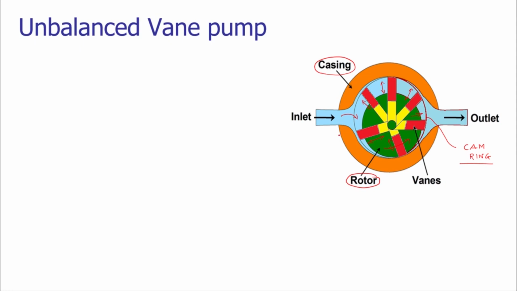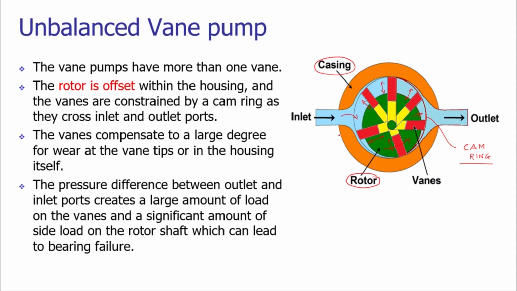So getting the fluid inside and driving it will be carried out by this translatory motion of the vanes inside the respective slots. Thus, the unbalanced vane pumps do have more than one vane. The rotor is offset, as we have noticed. The vanes are compensating. It's a very useful characteristic of the vane pumps.